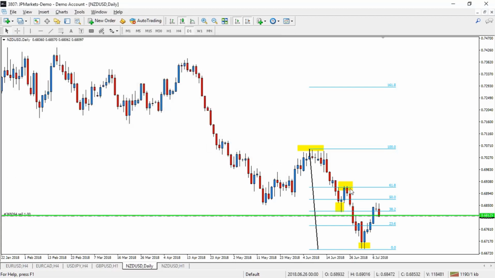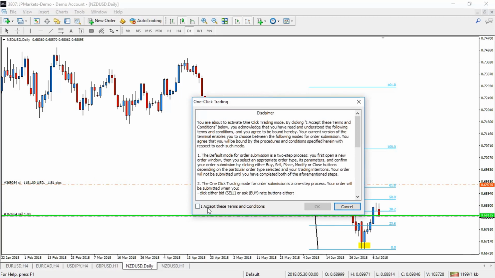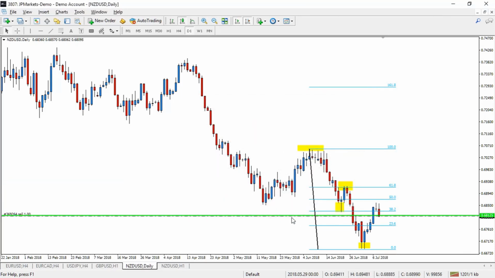Now, since I said the market would need to break this high in order for us to say that the market is now undecided, that also means that we can go ahead and set our stop loss at that level. I need to accept these terms again. So I'm going to set the stop loss at this level. That means if the market comes and hits that, we are no longer that confident that it's a bearish market, so it's a good time for us to get out of the trade.